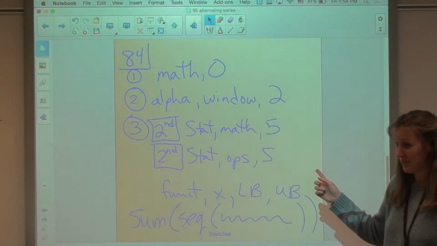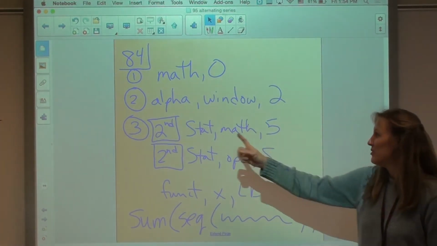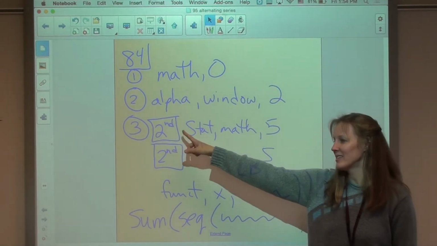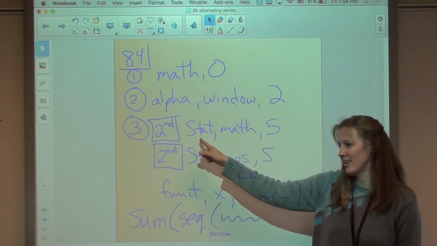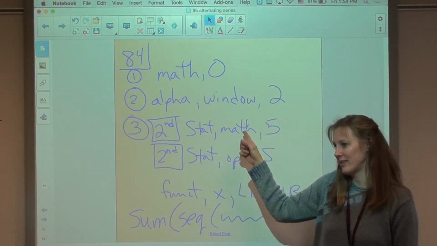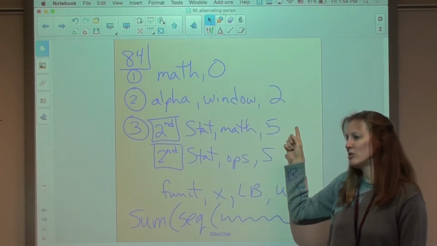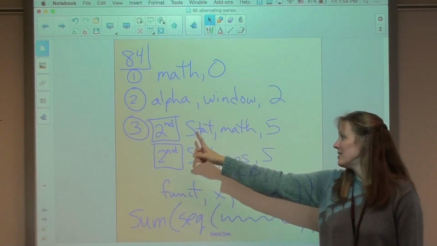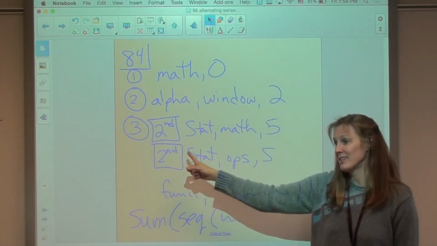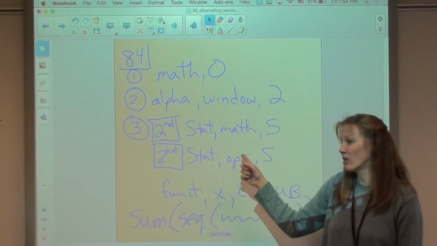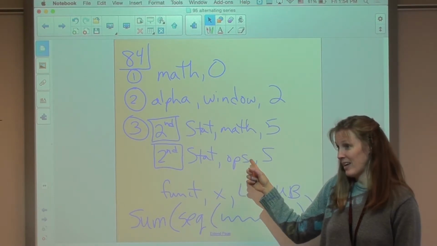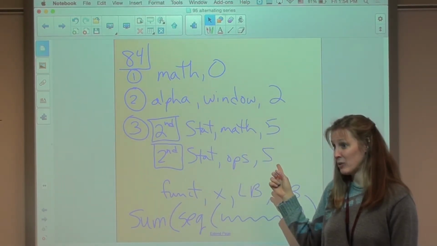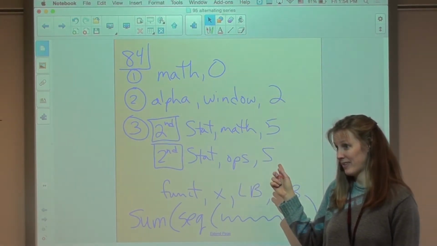If you're on an older 84 or an 83, here's how you have to get it. First, you hit second stat, arrow over to math, and then choose option 5. Just type 1. It'll say sum. Then you could do second, stat, arrow over to ops, and choose option 5. It'll say sequence.